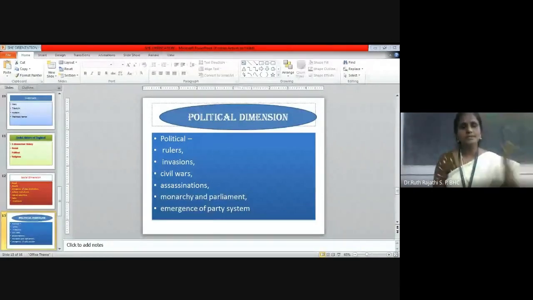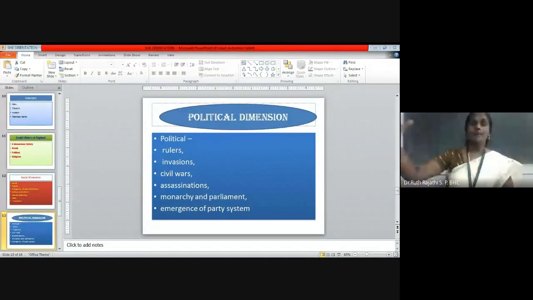Moving to the next point, I want to tell you about the emergence of parliament. Today we have democracy, democratic rule. Almost all the nations follow democracy. But in those days, what actually happened? The king had an army, and on the other side emerged parliament. This parliament comprises the common people, representatives from the common people.